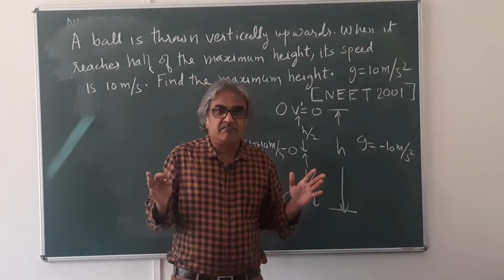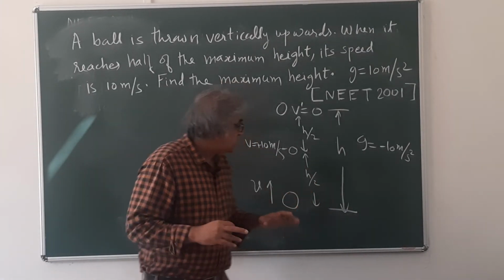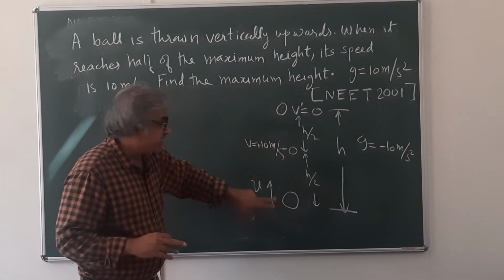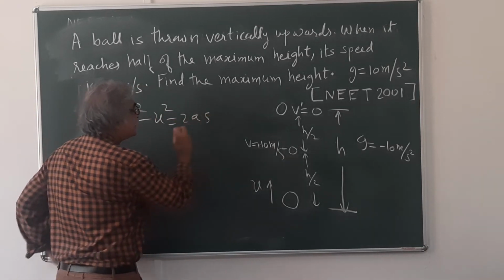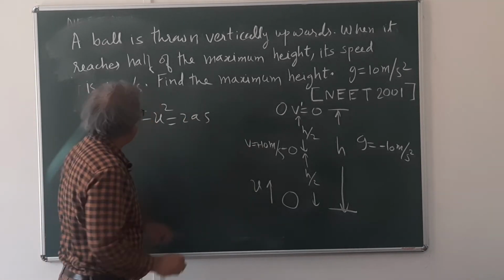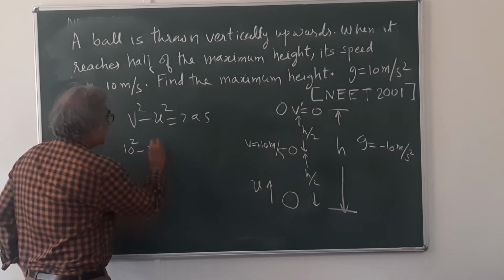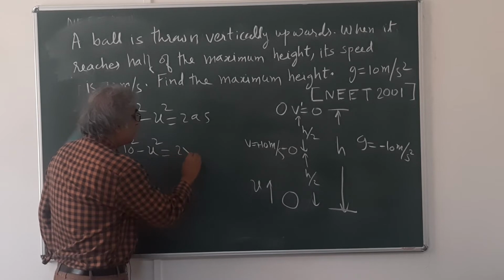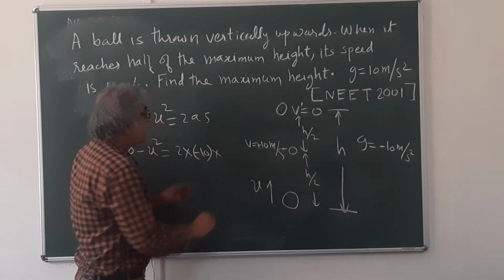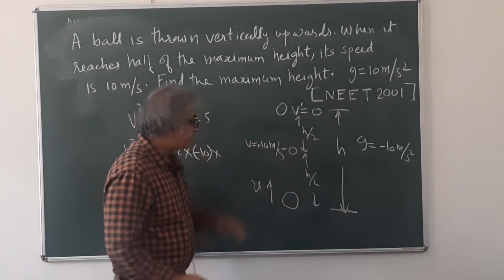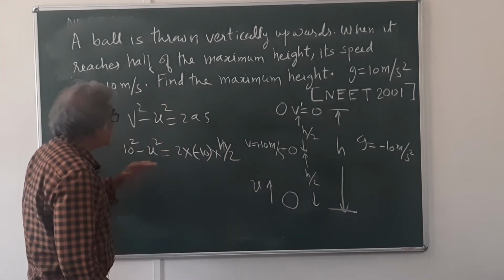You know another kinematic equation, which is v square minus u square is equal to 2as. So we apply this between these 2 points. Here it is 10 square, because velocity v is 10 here, minus u square, which is unknown. This will be equal to 2 into a, which is minus 10, and s is the displacement, which is h by 2. So this is your first equation.